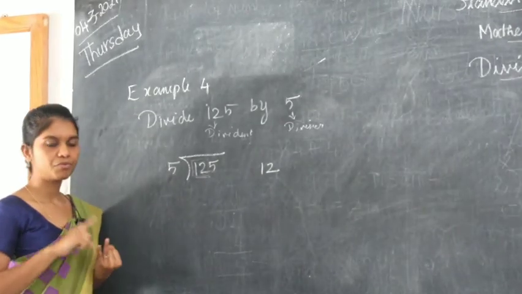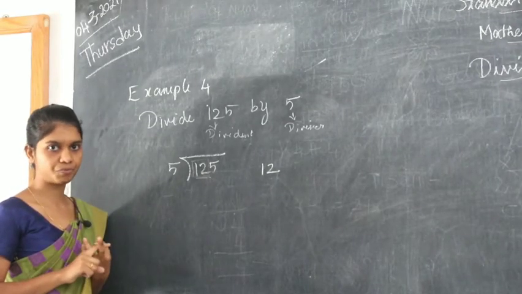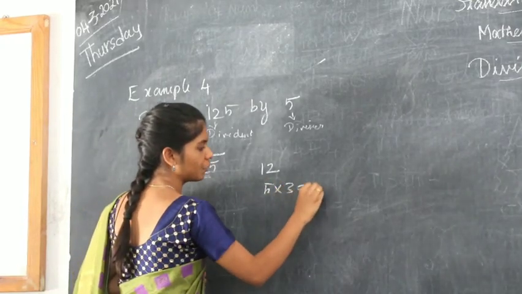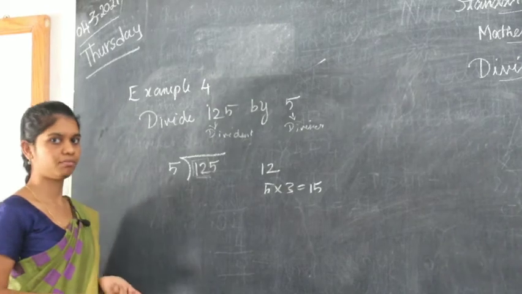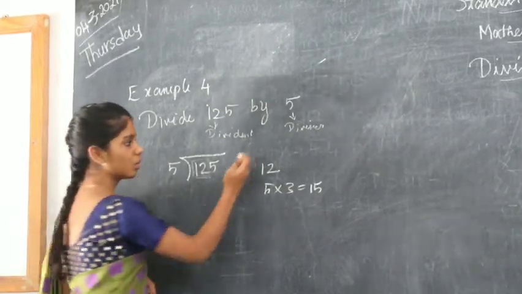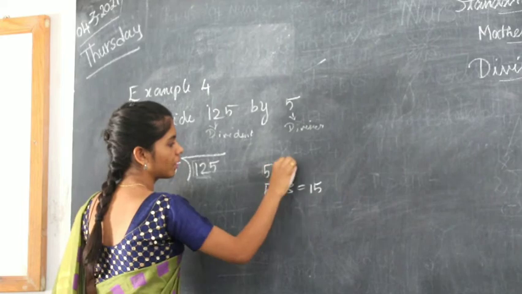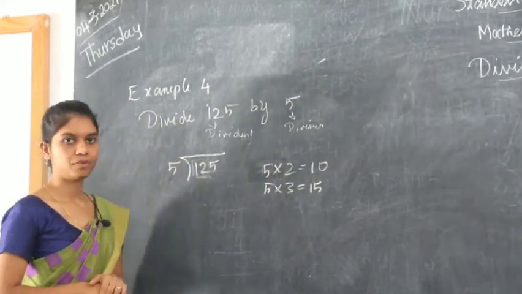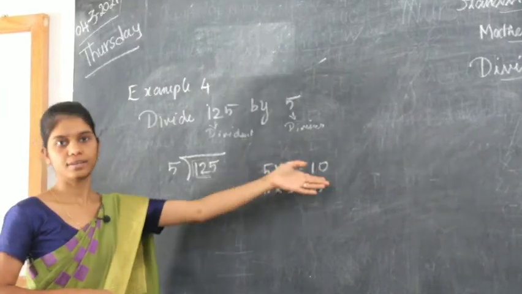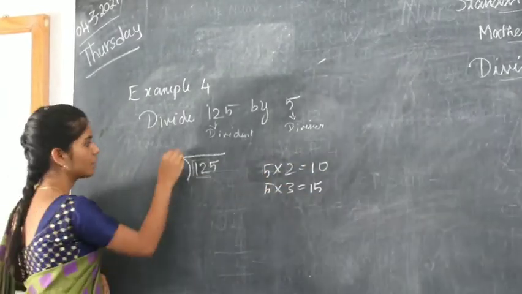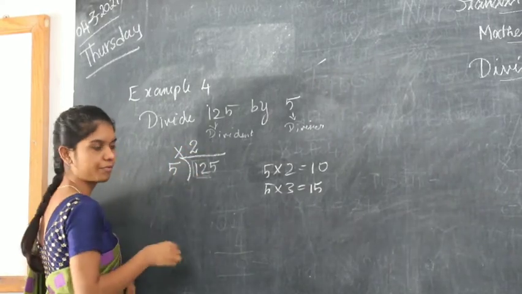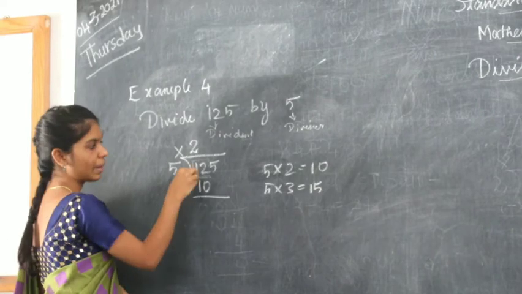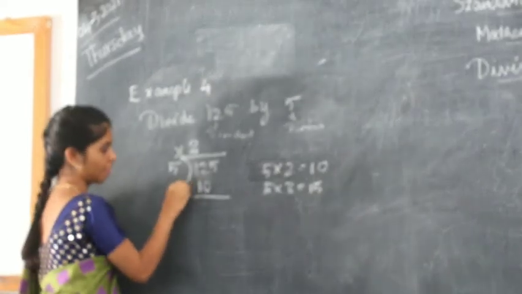5 ones are 5, 5 twos are 10, 5 threes are 15. So 5 into 3 gave you 15, but you didn't get 12. But you want 12, right? So what you will do is go with the number which is less than 12, which is 10. 5 twos are 10, right? So you will write 5 multiplied with 2 will give you 10. Now what you should do? You should subtract 10 from 12, right?